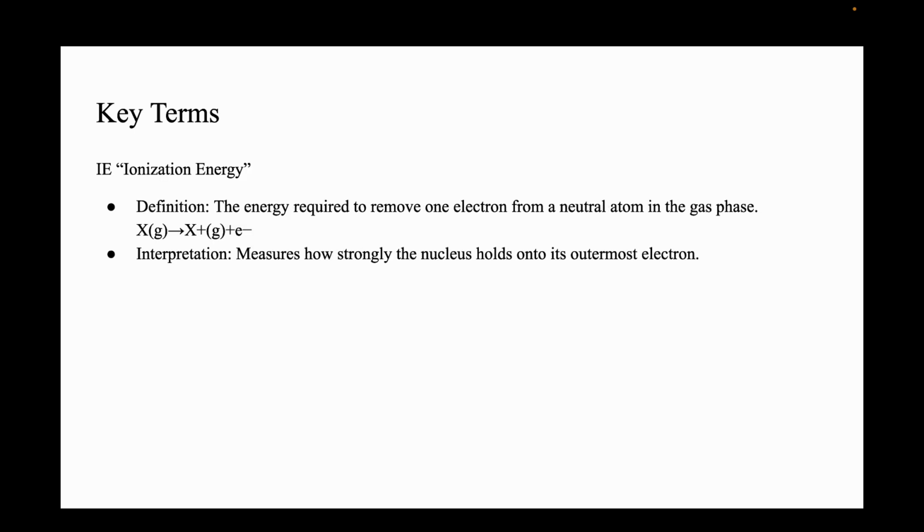Ionization energy. It's basically the energy required to remove one electron from a neutral atom in the gas phase. Right here is the formula for what it would look like to remove an electron from an atom. I will discuss that later, so don't worry about it now. And basically, it just measures how strongly the nucleus holds onto its outermost electron.